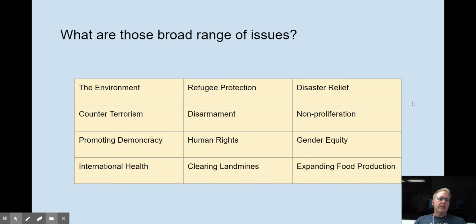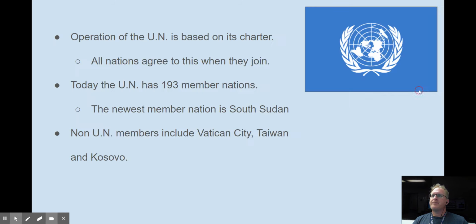We have a pretty big population in the world, and there are lots of people in the world that don't have enough food. So one of the UN's issues that they work on is expanding our ability to make food. All right. So it's based on its charter. All nations agree to the charter when they join.